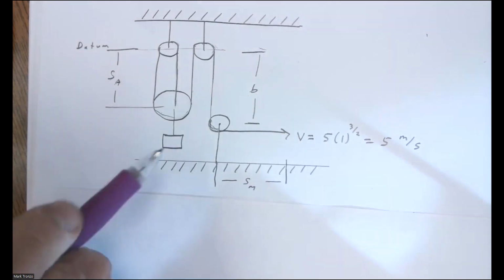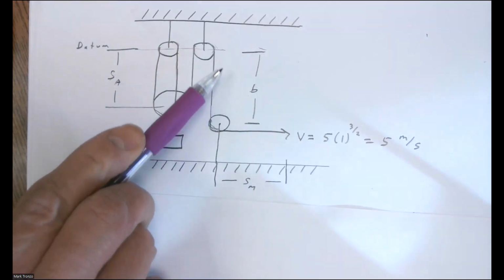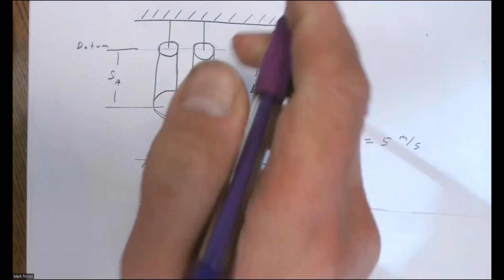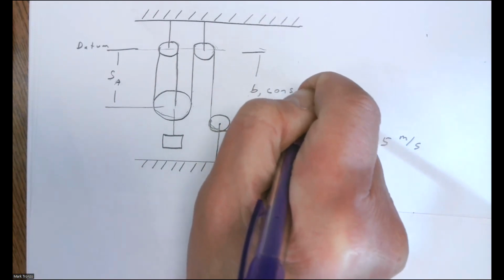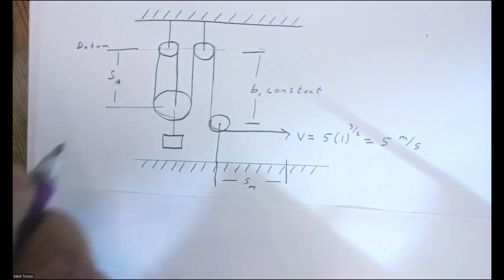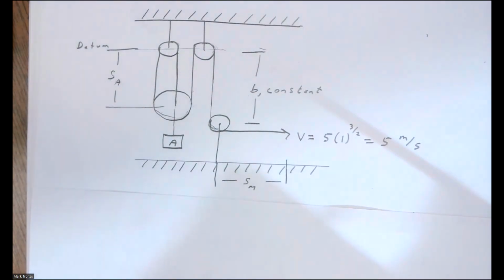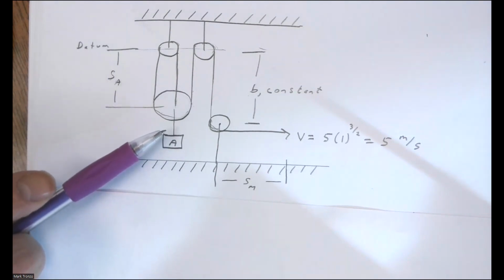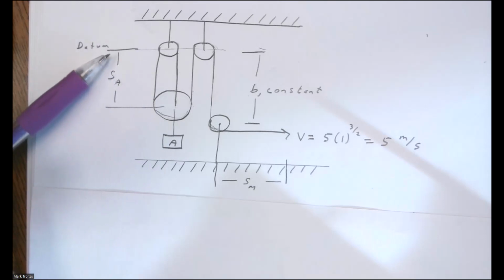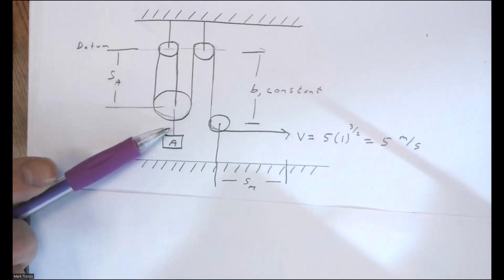Notice this is going to be constant because this pulley's not moving. This pulley's not moving. So that length there is going to be constant. So I'll note that constant. And if this is our cylinder A, we want to know the speed of that. Now this pulley is going to move at the same speed as A, so that is where we're going to get our velocity for A.